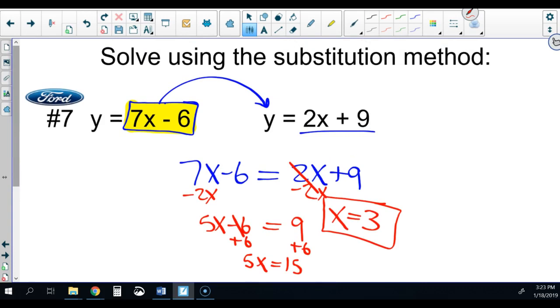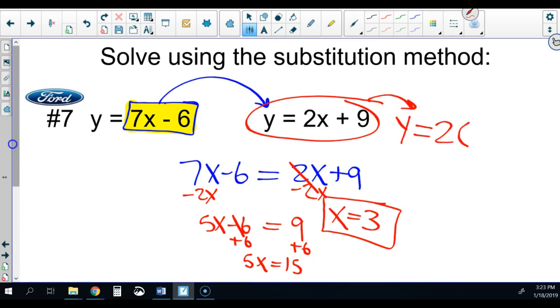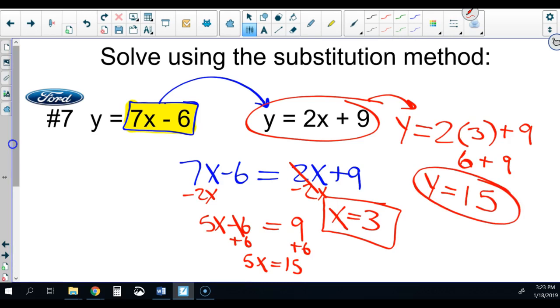I now have to go back to either equation. These both look pretty similar. Neither one looks easier than the other. They both look pretty easy. I'm going to take this equation here and say that y equals 2 times, well, instead of x, I'm going to plug in 3, plus 9. So 6 plus 9 here, y is going to equal 15. So my solution here is x, comma 15.